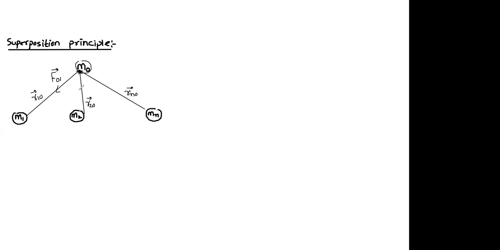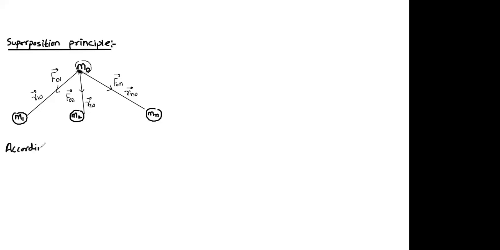Similarly, m2 will attract m0, and this is the name of the force, F02, force on mass m0 due to m2. Similarly, mn will attract m0, and the name of the force is F0n. So the superposition principle says calculate force on m0 due to each of the individual masses and then vectorially add all forces.